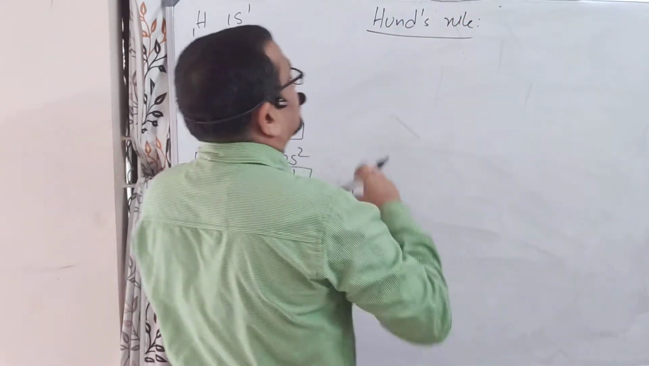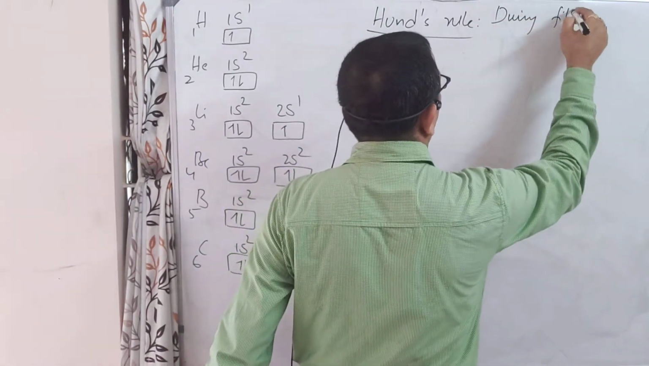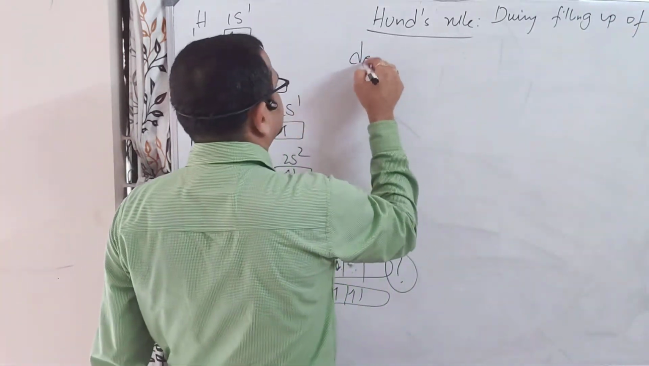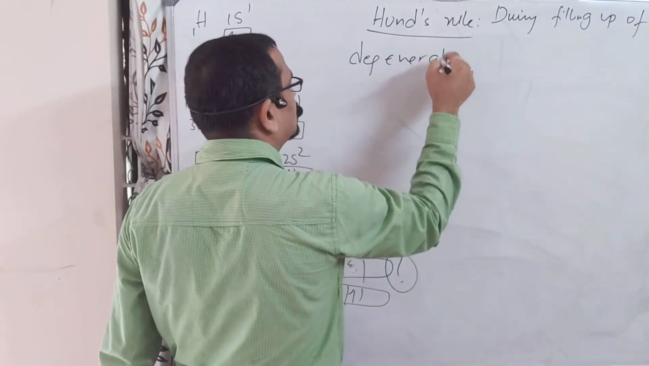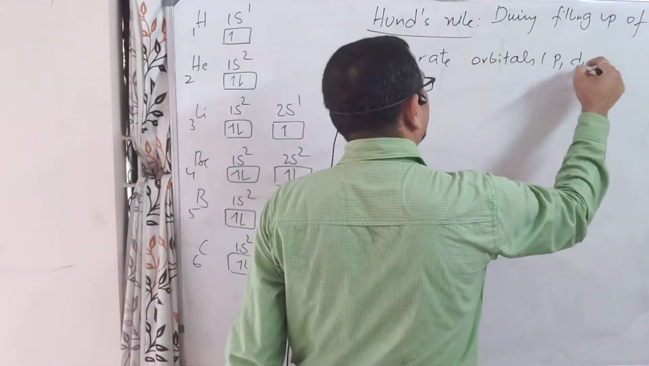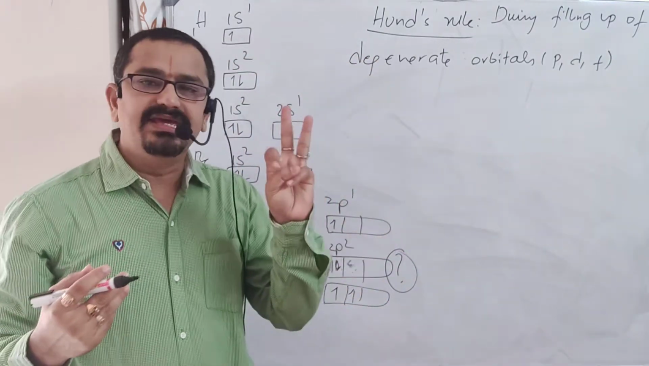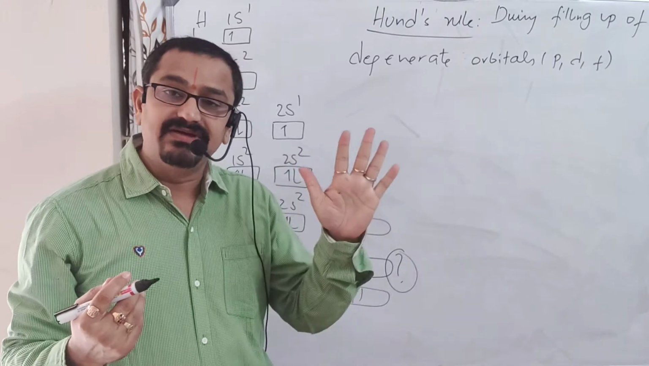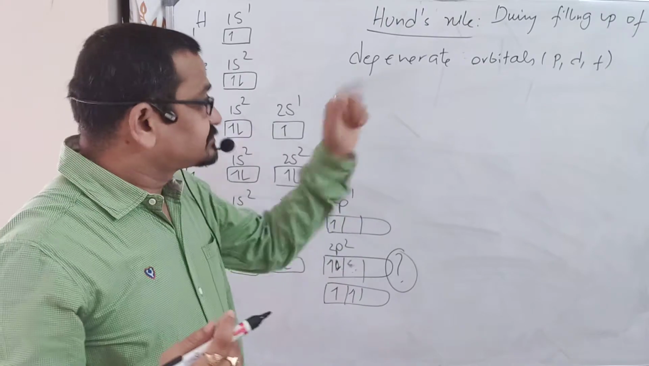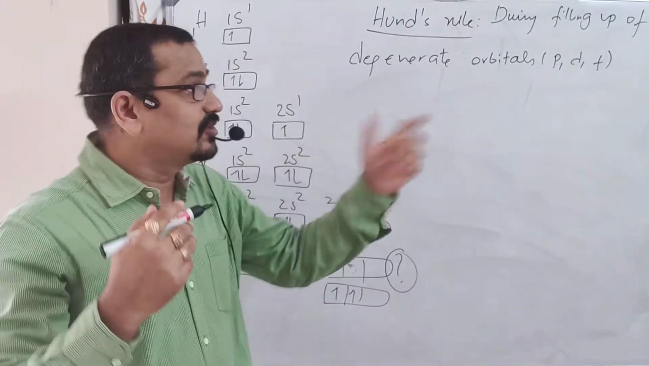According to Hund's rule, during filling up of degenerate orbitals, what's meant by degenerate orbitals? We studied long back. Any p sublevel has px, py, pz. Any d sublevel has dxy, dyz, dzx, dx square minus y square and dz square. F orbitals also, fxyz, fx cube, fy cube, fz cube, like that 7 orbitals are there.